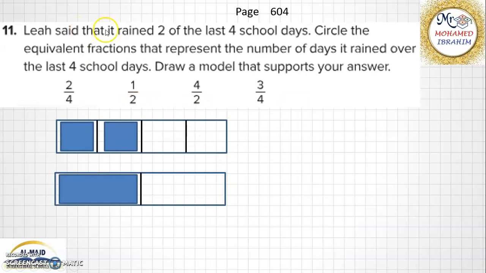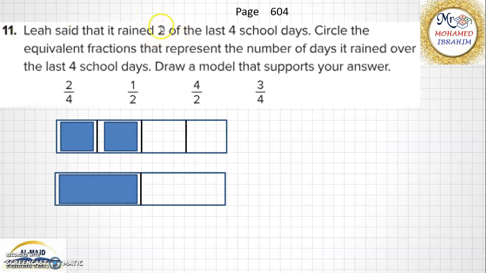Leah said that it rained 2 of the last 4 school days. Circle the equivalent fractions that represent the number of days it rained over the last 4 school days. Draw a model that supports your answer. I will let you circle the equivalent fractions, but I will try to help you to draw the models.